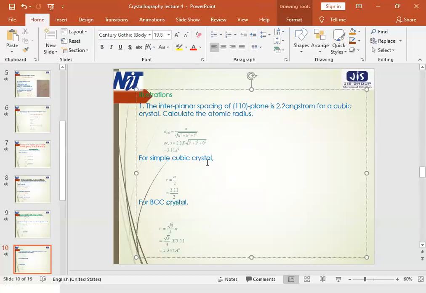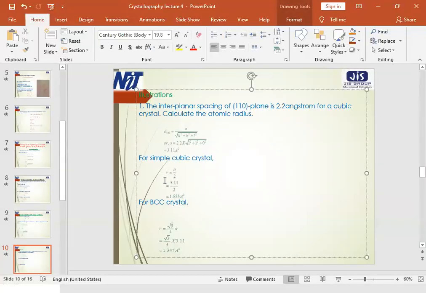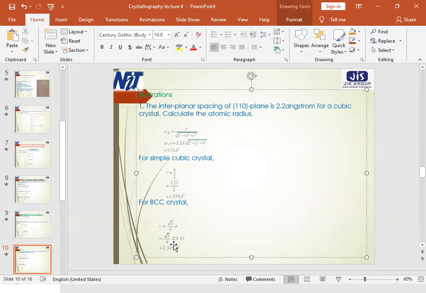For simple cubic crystal, we know that a equals 2r. So r will be equal to a by 2, that is 3.11 by 2, so the radius in the simple cubic structure will be 1.555 angstrom. For BCC crystal, r is equal to root 3 by 4 into a. The value of a is already calculated, 3.11 angstrom, so we put that and get the value of radius as 1.347 angstrom.